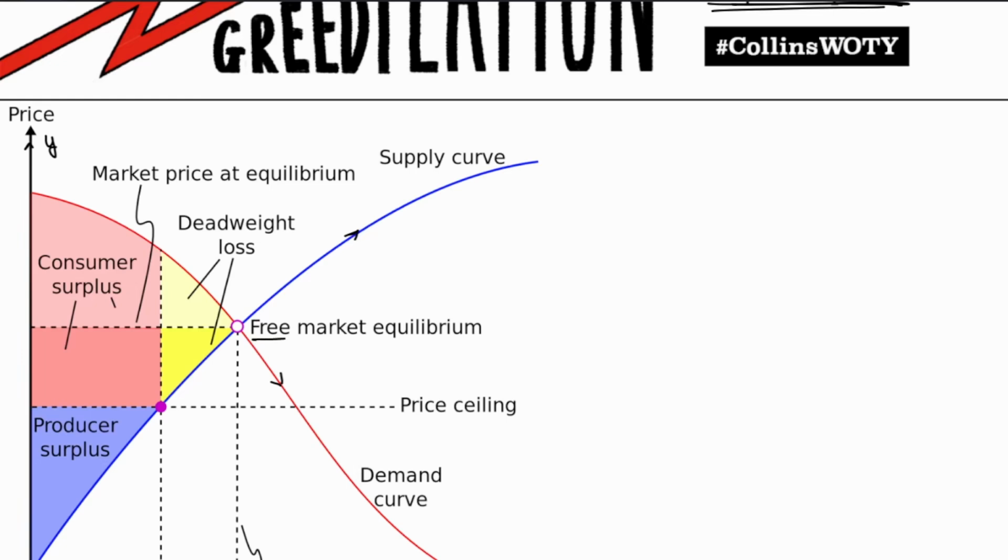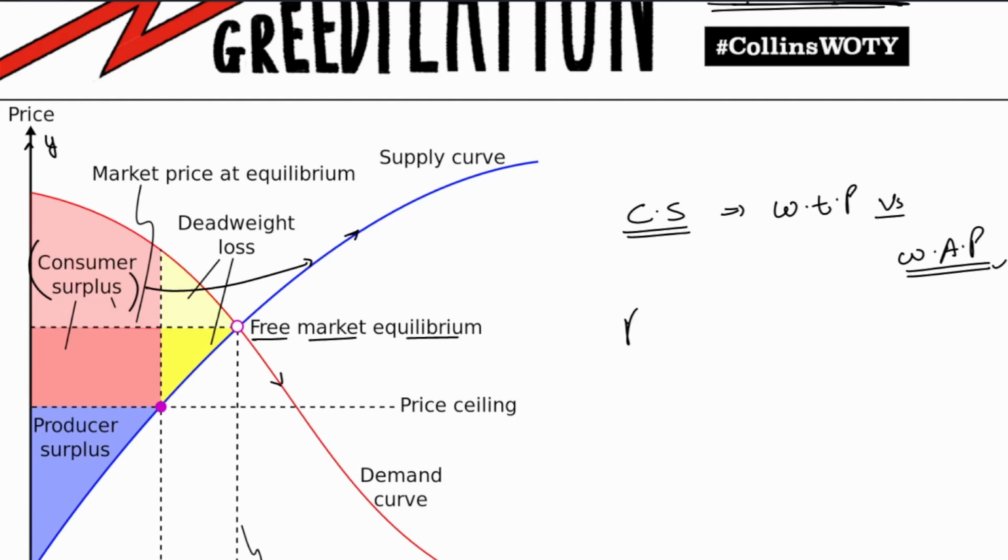Okay, this is the free market equilibrium. The consumer surplus we already saw. Okay, what consumers are willing to pay versus what they actually have to pay. Consumer surplus is equal to what consumers are willing to pay minus what they actually have to pay.